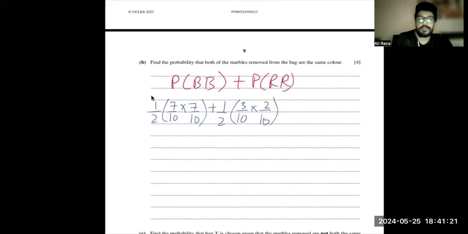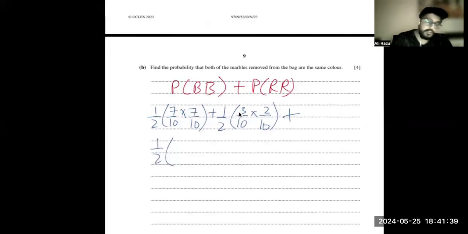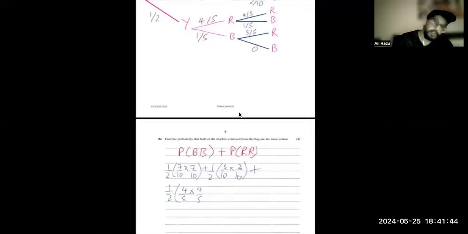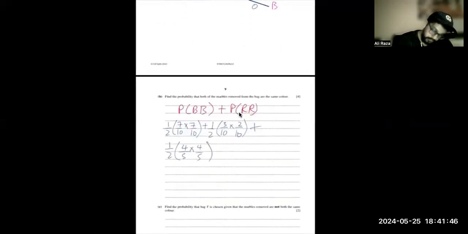These are the two cases for bag X, for both red, red and blue, blue. And then we have two cases from bag Y as well. 4 upon 5 multiplied by 4 upon 5. And there is no second case for bag Y because there's only one blue marble in it. When we add these three, we'll get the answer as 0.595.